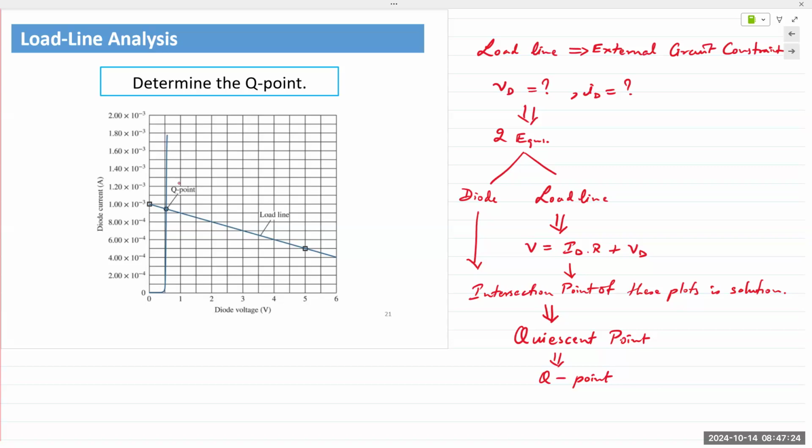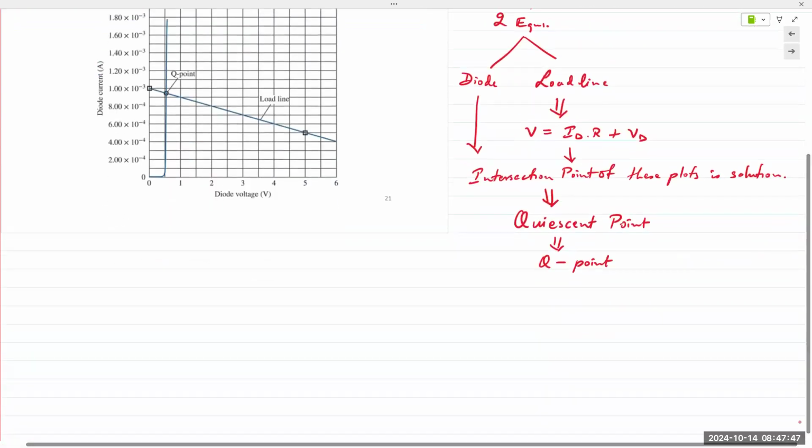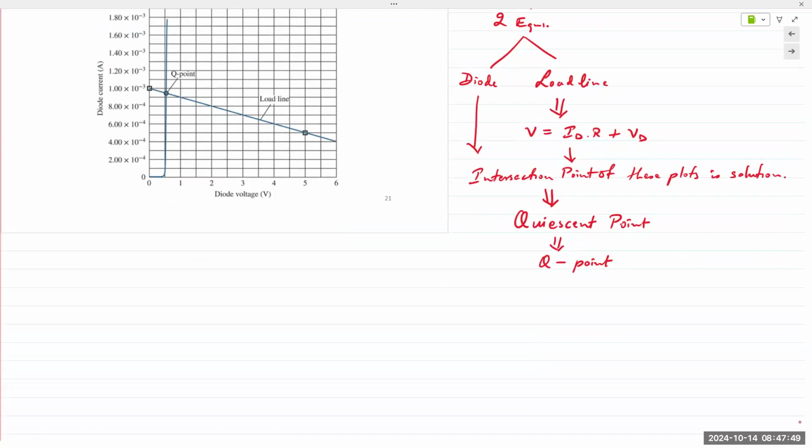In this case, the circuit has only a DC source. So we are biasing our diode to operate within a certain constraint. Right now, we are not introducing an AC source yet. That will come later. Again, the Q point is basically the operating point, the quiescent point where our device is forced to operate.